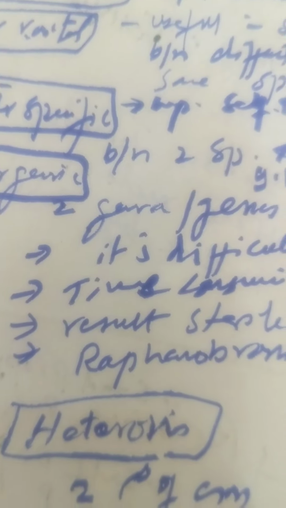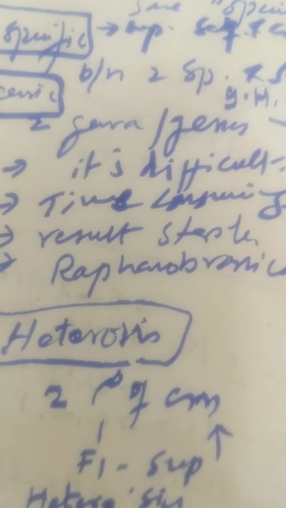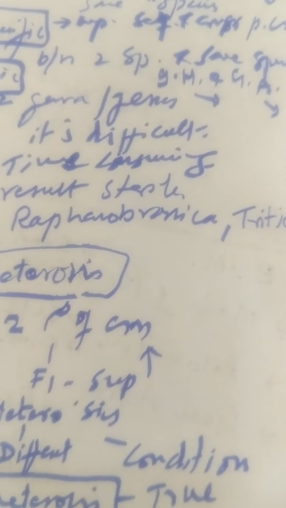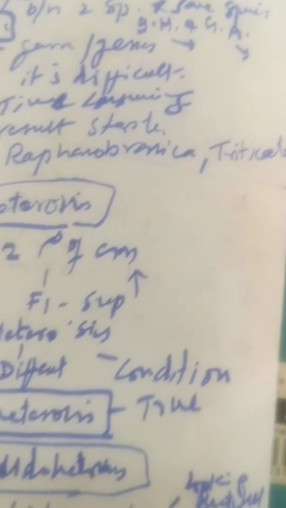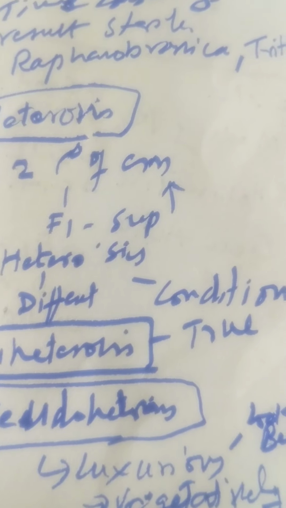Then intergeneric cross, which is very difficult. It is sometimes laborious and time consuming. The results may sometimes be sterile plants. Examples are Raphanobrassica and Triticale.